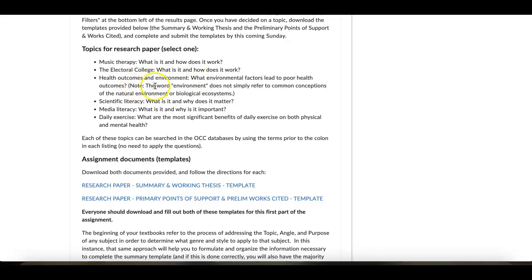Note on here, the word environment does not simply refer to common conceptions of the natural environment or biological ecosystems. We're not just talking about the environment in terms of the trees, the wind, the water, and rain. We are talking about environments that we live in, our own ecosystems. This can also be family environment, the economic environment, things like that that lead to different health outcomes, right? Health outcomes in the environment.